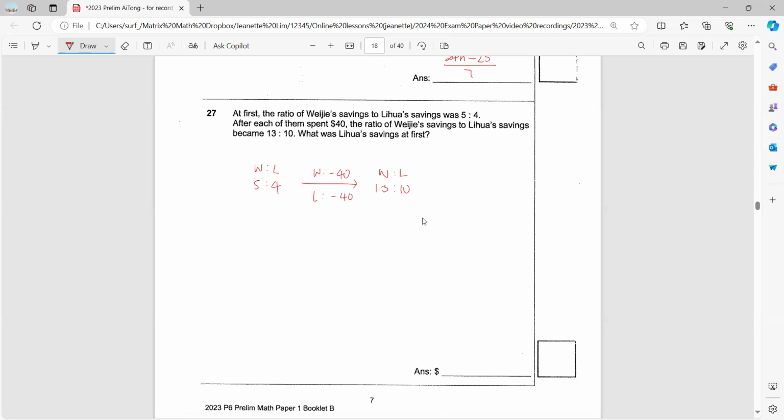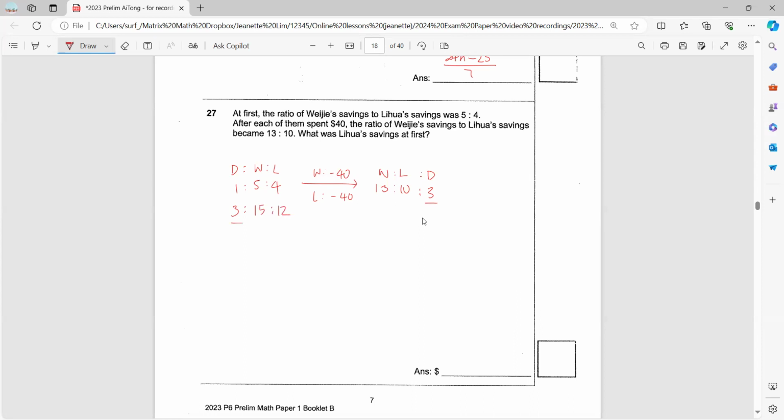Now, in this question here, they both spend the same amount of money. So when you are taking away an equal amount from both groups, it is the difference that doesn't change. So let's introduce a difference since that is the common base. So here the difference is 1 unit, here the difference is 3 units. Since the difference doesn't change, we'll make it the same. So the difference at first we change to 3 units, so times 3.